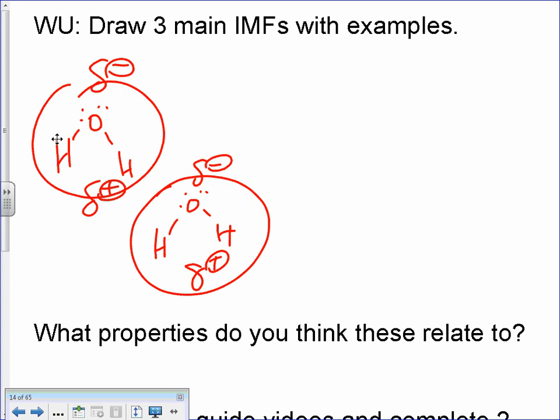Dashes, right. So not a line, don't draw it as a line, draw it as a dash like this, between the hydrogen and oxygen really. But this right here is the hydrogen bond. It's not a true bond.